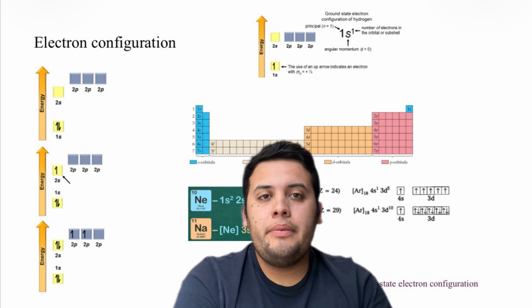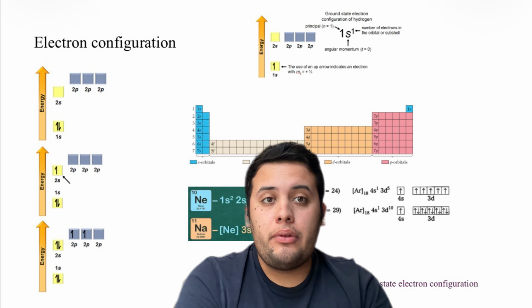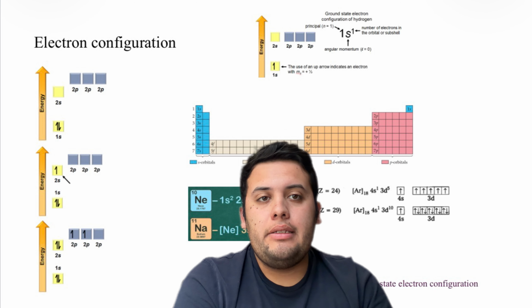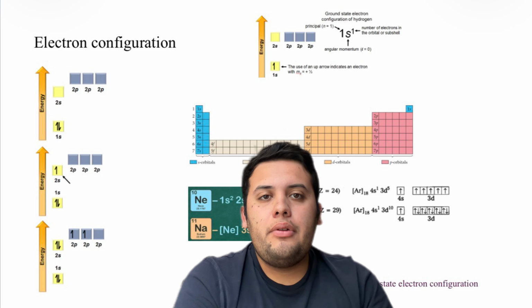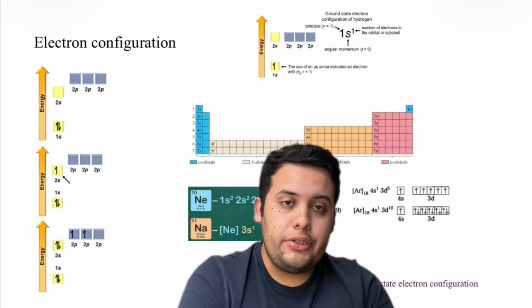This arrangement makes neon very stable, which is why it is a noble gas and rarely reacts with other elements. The periodic table is actually organized based on electron configuration.